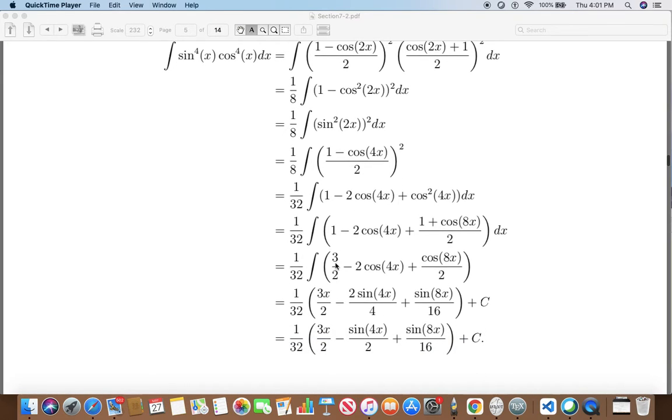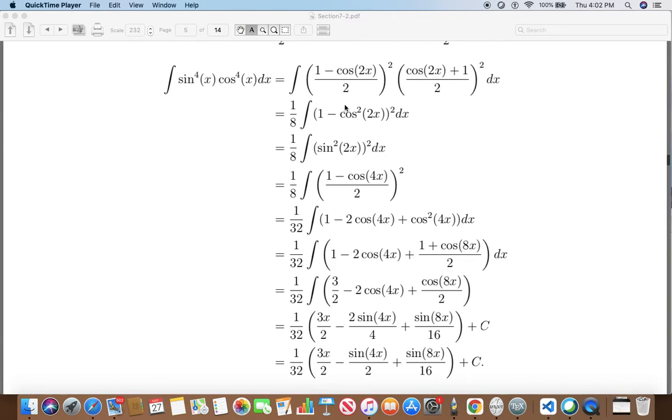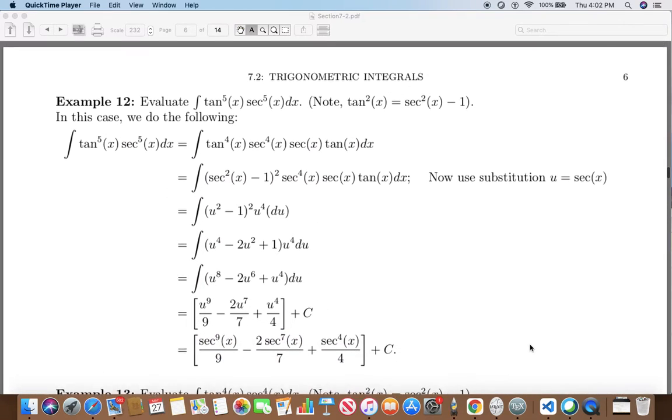When I take the integration of this, I get 3x over 2 minus 2. That integrates to sine, don't forget, over 4. This integrates to sine 8x, don't forget, over 8. So that's a 16. So all of this is correct, except this should have been a 16. 2 squared is 4, 2 squared is 4, 4 times 4 is 16. So all that is 16, that becomes twice, 64. Everything else is good. All right.